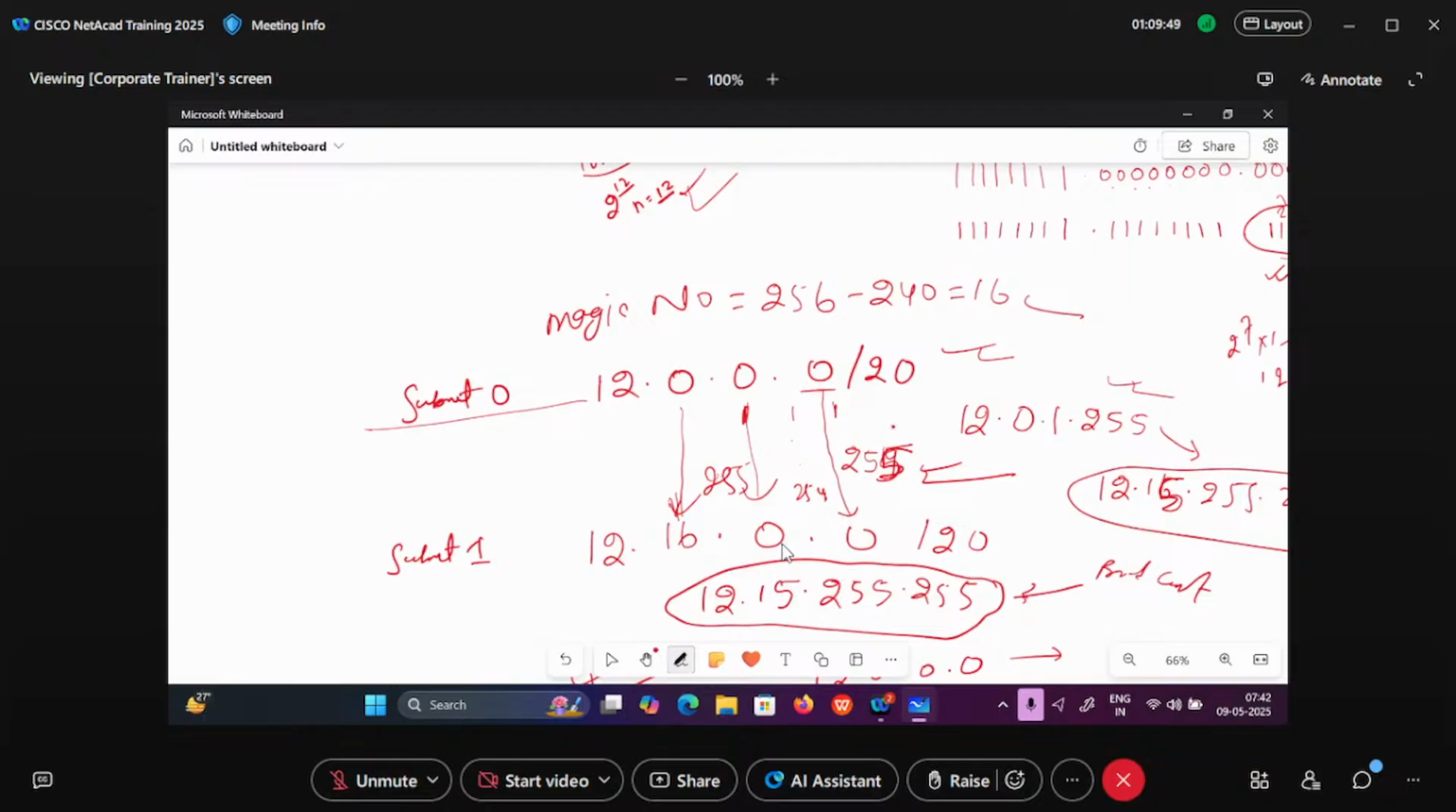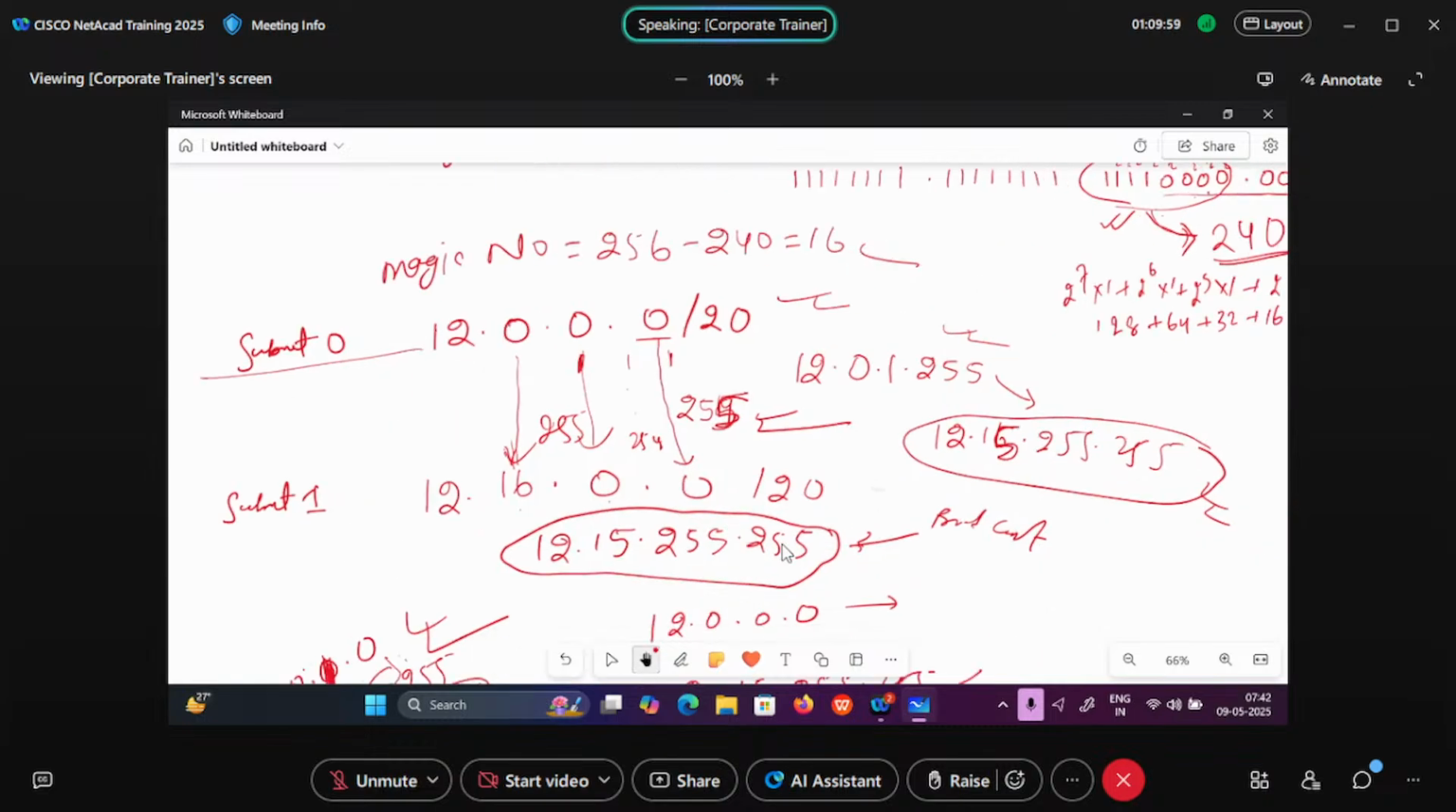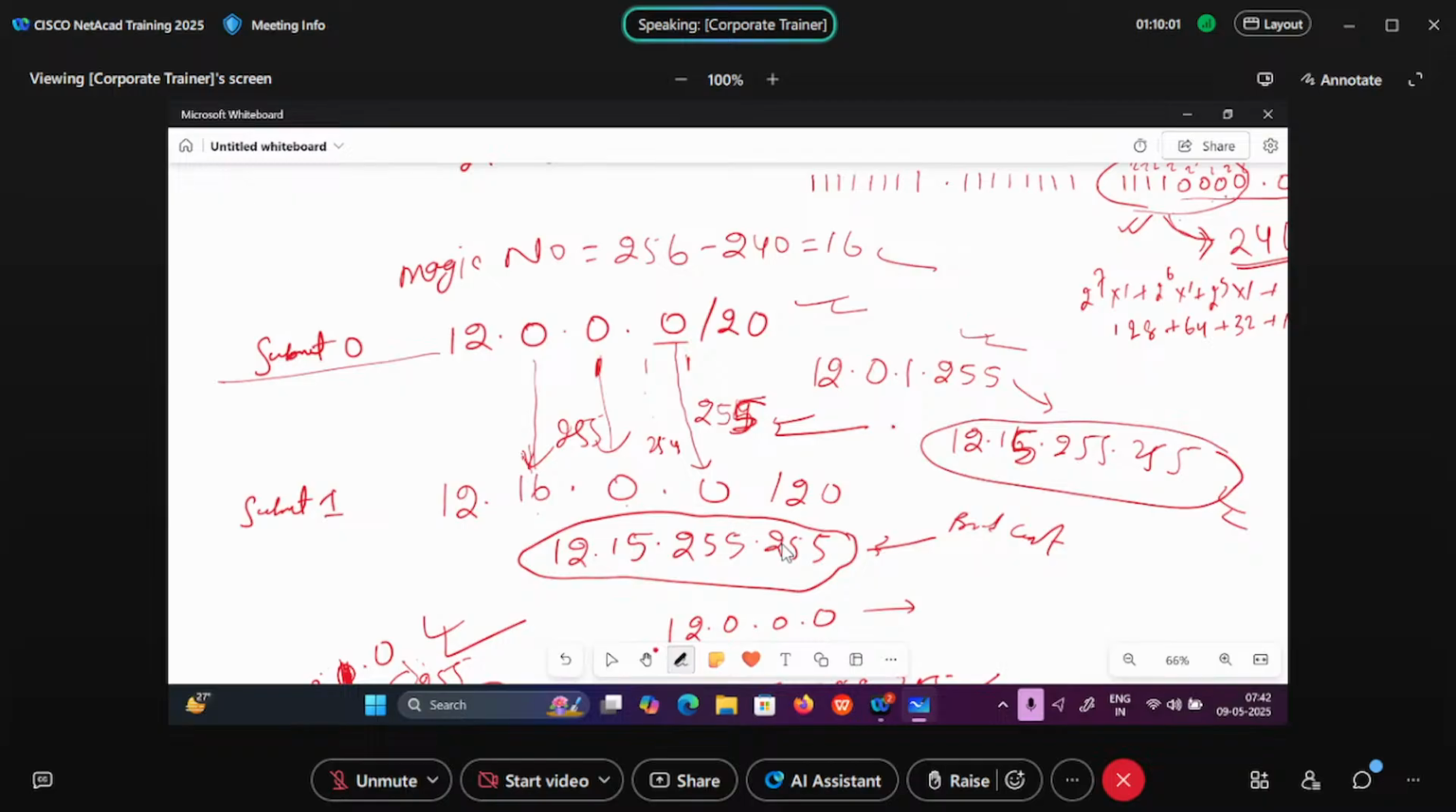12.16.0.0. Suppose someone is adding in the third octet 16, and they keep this octet fixed. Here our value is what? We are using slash 20. Just think of it. If you use slash 20, that is our new network ID, right? Whenever you create a different network, you have to change the network bits.